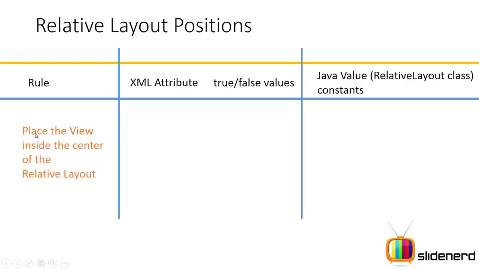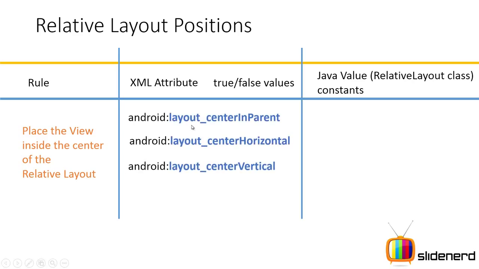So the rule is this: place the view inside the center of the relative layout. This is the first rule. So let's see how this can be done. This can be done in 3 ways. There are 3 attributes for this. You have your layout center in parent, you have Android layout center horizontal, and you have your layout center vertical.